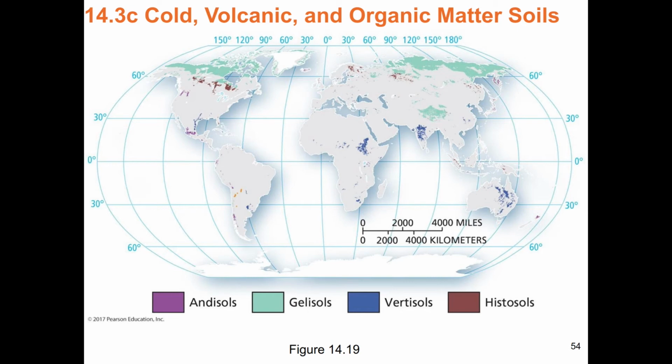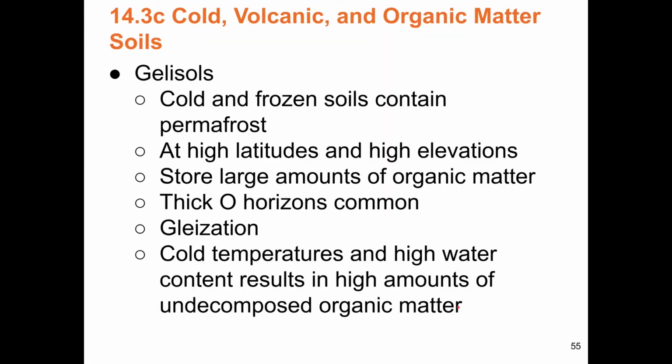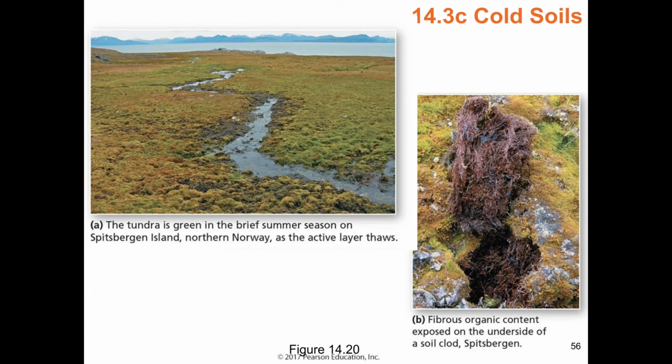Cold, volcanic, and organic. So we've got andisols, those are volcanic. Gelisols, those are the cold. Vertisols, those are clay. And histosols are soggy. Let's look at them soggy soils. Gelisols, cold. Frozen soils contain permafrost, high latitude, high elevation. Not a whole lot going on because the growing season is short.